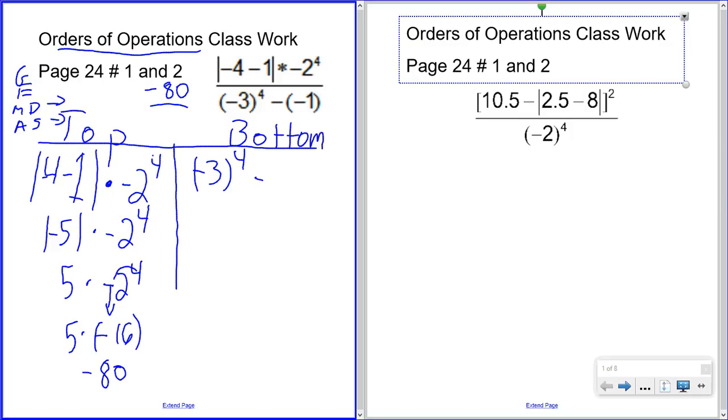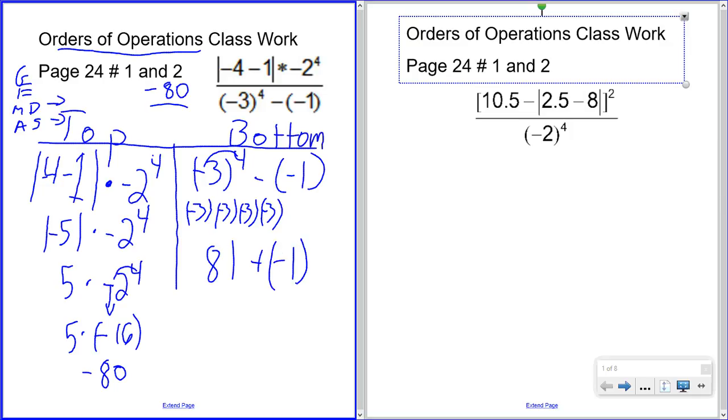And now that's going to be minus a -1. So what we have here is -3 to the 4th power. This exponent can see that negative sign, so this looks like -3 times -3 times -3, one more time, times -3. That's what that looks like. So that is actually going to be a positive 81.